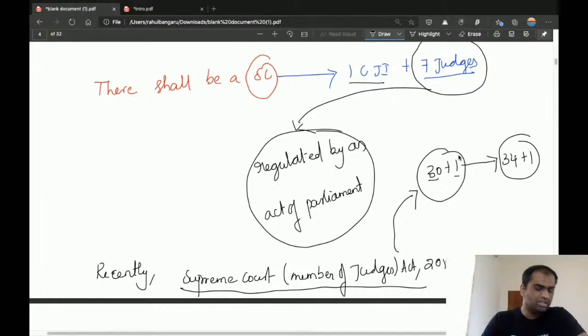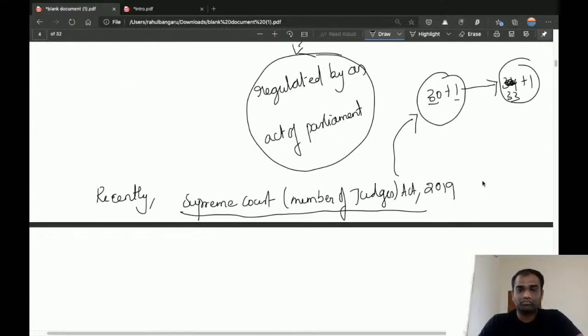That's what I said. 30 plus 1 means 30 judges plus 1 Chief Justice of India. Sorry for this, this is 33. Okay, I forgot. This is 33 plus 1, not 34 plus 1, 34 including Chief Justice of India.